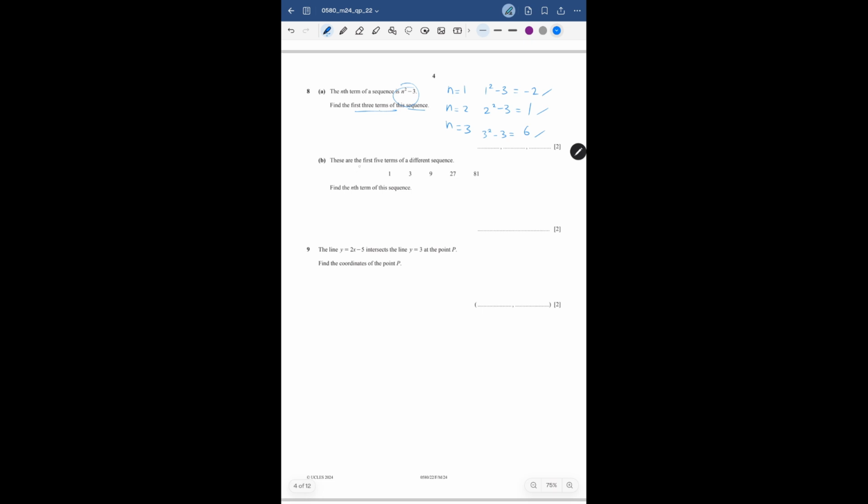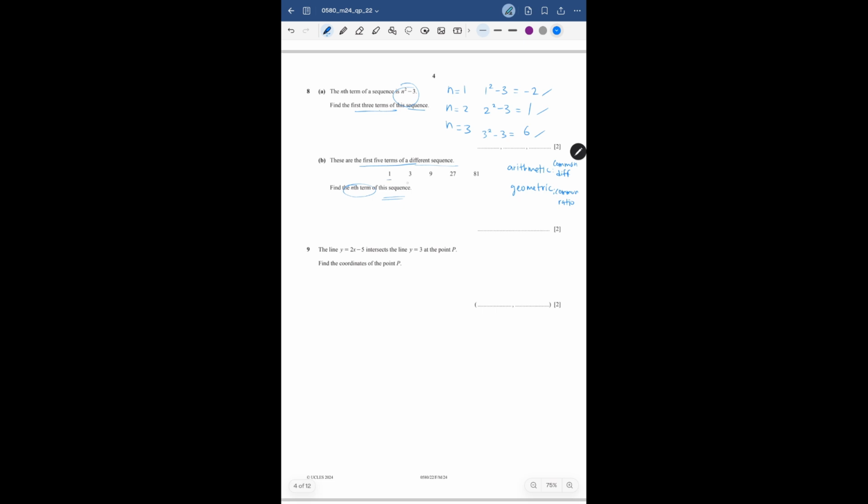Alright, these are the first 5 terms of a different sequence. Find the nth term of this sequence. We have 2 types of sequence. First is arithmetic progression, second one is geometric progression. Arithmetic means there will be a common difference between one term and another. Geometric means there will be a common ratio. So first of all we need to identify whether this sequence is arithmetic or geometric.